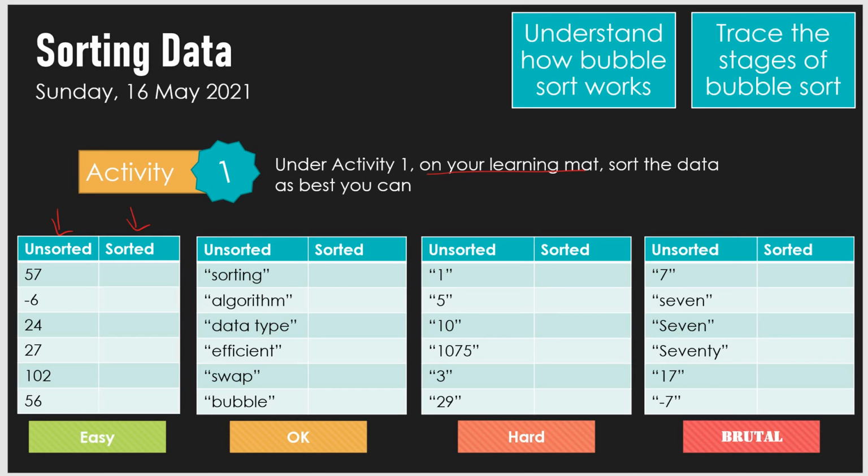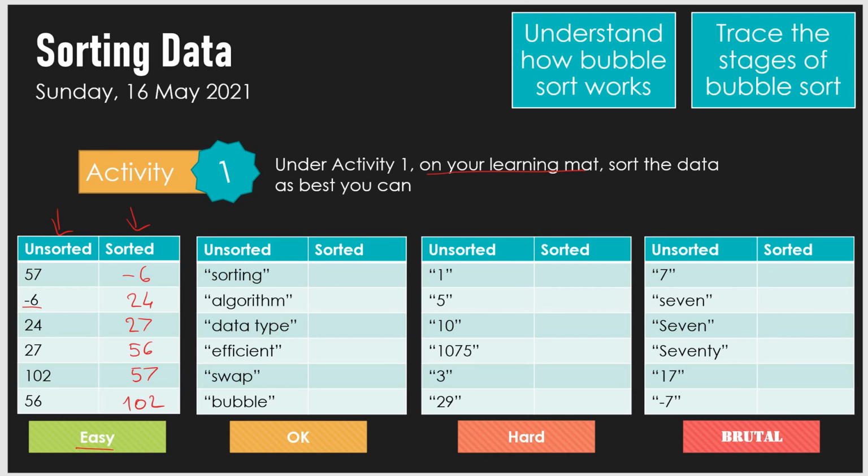So welcome back if you did pause the video. Let's have a look at these tables and how we would sort them out in ascending order. Now the easy one is, well, quite easy. We know that the smallest value from these numbers is -6. Then the next number is going to be 24. Then we have 27. Then after that we have 56. Then we have 57 and 102. So success. If those are the numbers, or if you put those numbers in that order, give yourself a green tick because you got them correct.